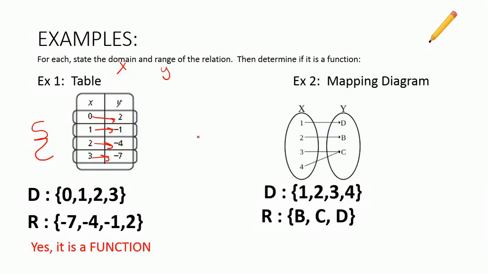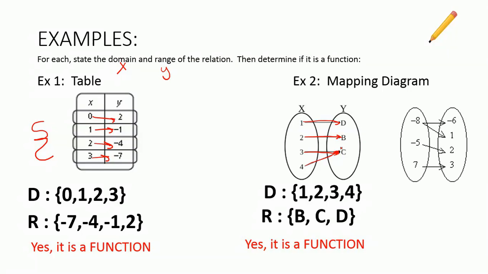Now, does each x value only go into one y value? Let's see. 1 just goes to D, 2 just goes to B, 3 just goes to C, and 4 goes to C. But now, is each x value going only to one y value? Yes, this is still a function. Basically, 3 and 4 are our two water buttons on our pop machine.